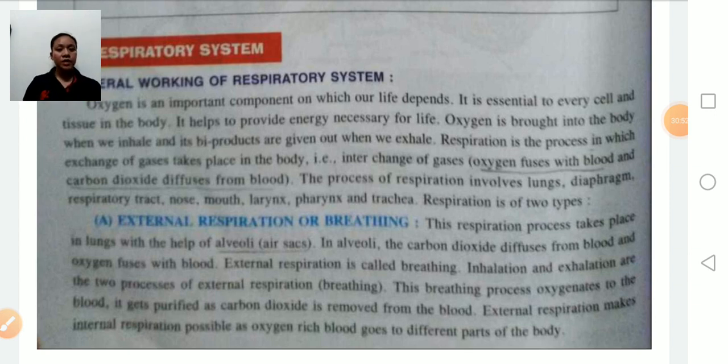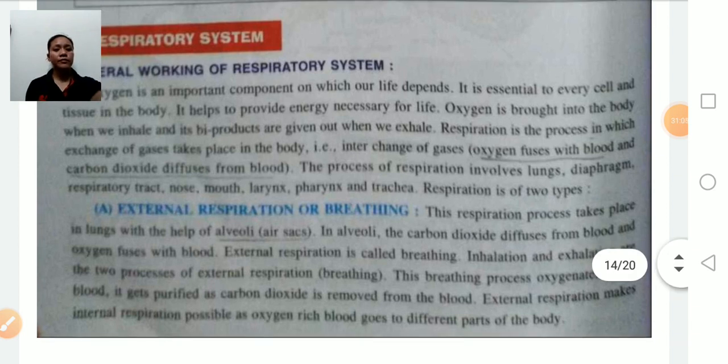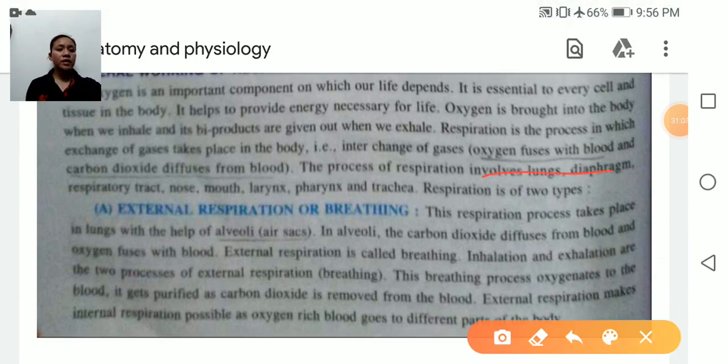There is an exchange of gases, oxygen and carbon dioxide, with the blood. Interchange of gas means oxygen is diffused into the blood and carbon dioxide is diffused from the blood.